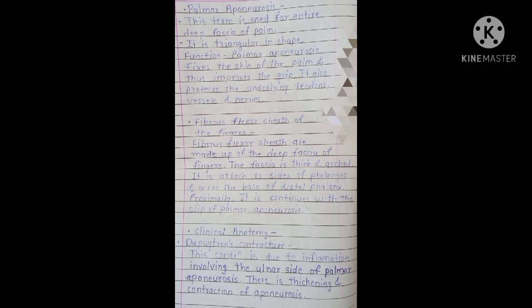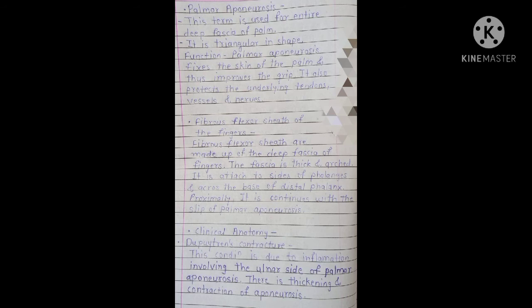Then the fibrous flexor sheath of the fingers. The fibrous flexor sheaths are made up of the deep fascia of the finger. The fascia is thick and arched. It is attached to the sides of the phalanges and across the base of the distal phalanx. Proximally, it is continued with the slip of the palmar aponeurosis.